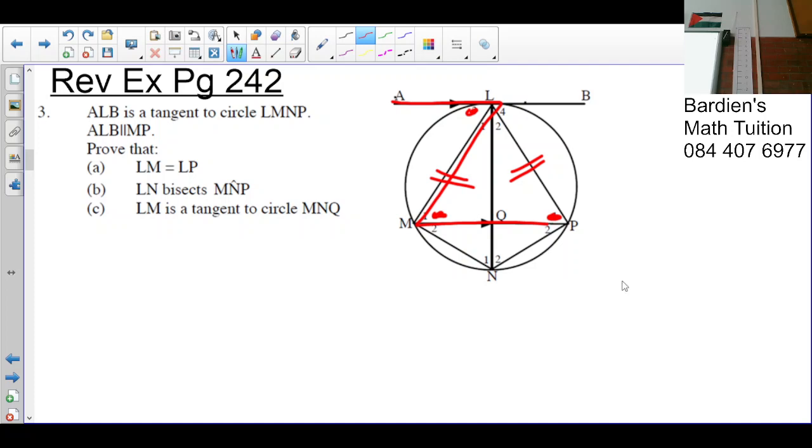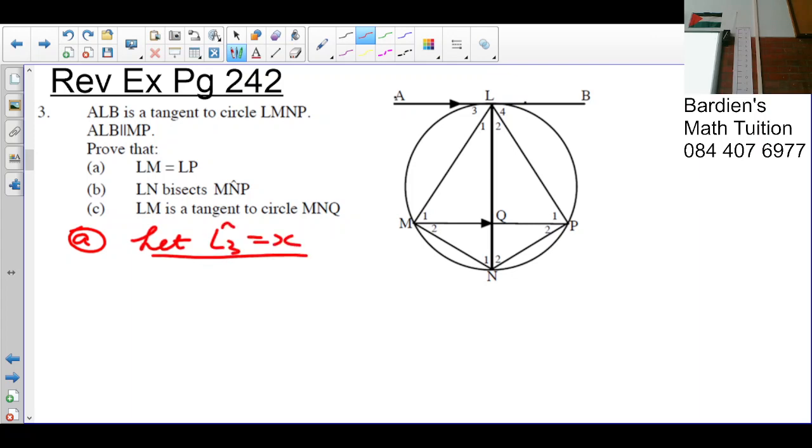Okay. The first question says, prove that LM is equal to LP, and we just did it now. Can you see that, people? So it's very important to read what is given. So we say, let L3 equal x. Do we have to introduce an x here? No. But if you want to work with an angle with no x's, it's fine. It just makes life a bit easier for us. So if L3 is x, then P1 is also going to be x. Why? Tan theorem. Okay. So P1 is x.